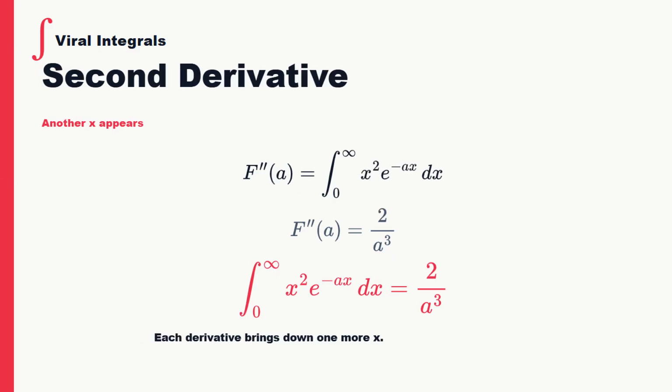If we do the same thing one more time, the pattern starts to show up. Differentiating again brings down another negative x on the integral side. So we get x squared e to the negative ax. On the easy side, differentiating negative 1 over a squared gives 2 over a cubed.